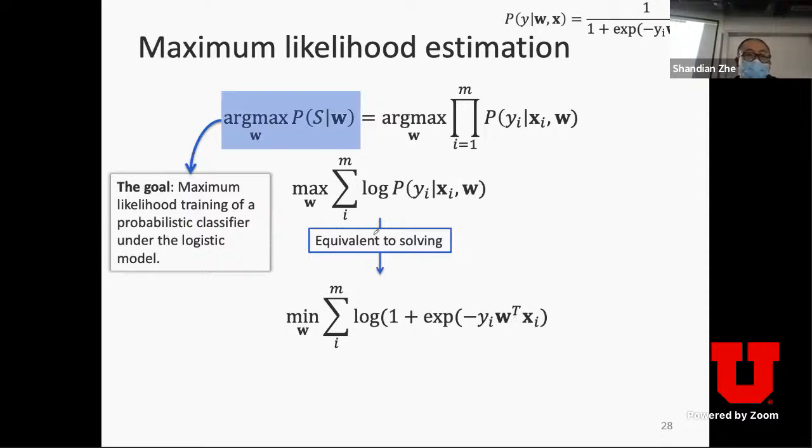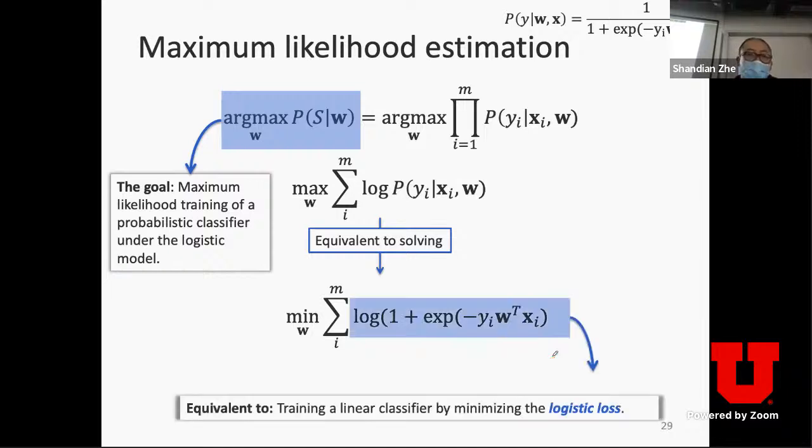So now we can see how we do this maximum likelihood estimation. The goal is to maximize the likelihood of the probabilistic classifier under the logistic model. And after several simple derivations, our goal becomes minimizing a summation over the training examples. This summation defines a loss over the training examples. This loss is called the logistic loss.